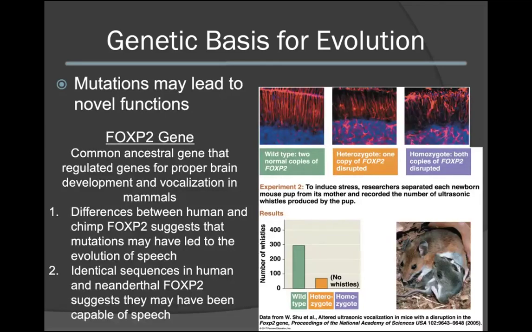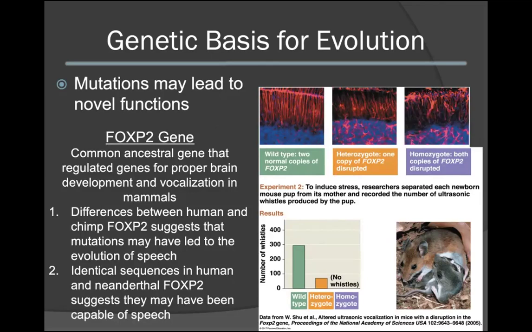In some instances, a mutation can lead to a novel function for a gene. An example of this involves the FOXP2 gene. This is a common ancestral gene that is known to regulate genes for proper brain development as well as being responsible for vocalization in mammals.